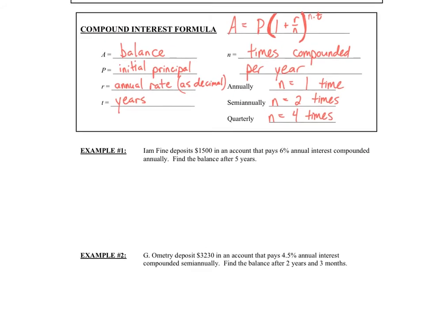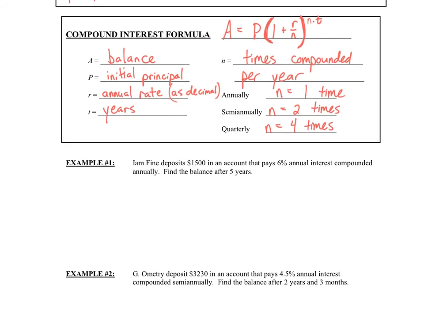So in our example, let me stay right about here. If I am Fine deposits $1,500 in an account that pays 6% annual interest and it's compounded annually, find the balance after 5 years. So the principal is the initial amount. That is $1,500. The 6% means R equals 0.06. That is your rate. If it's compounded annually, that means it's compounded once per year. By the way, this is very rare. Most bank accounts are compounded continuously, which we'll get to eventually. And it's 5 years, so t equals 5.